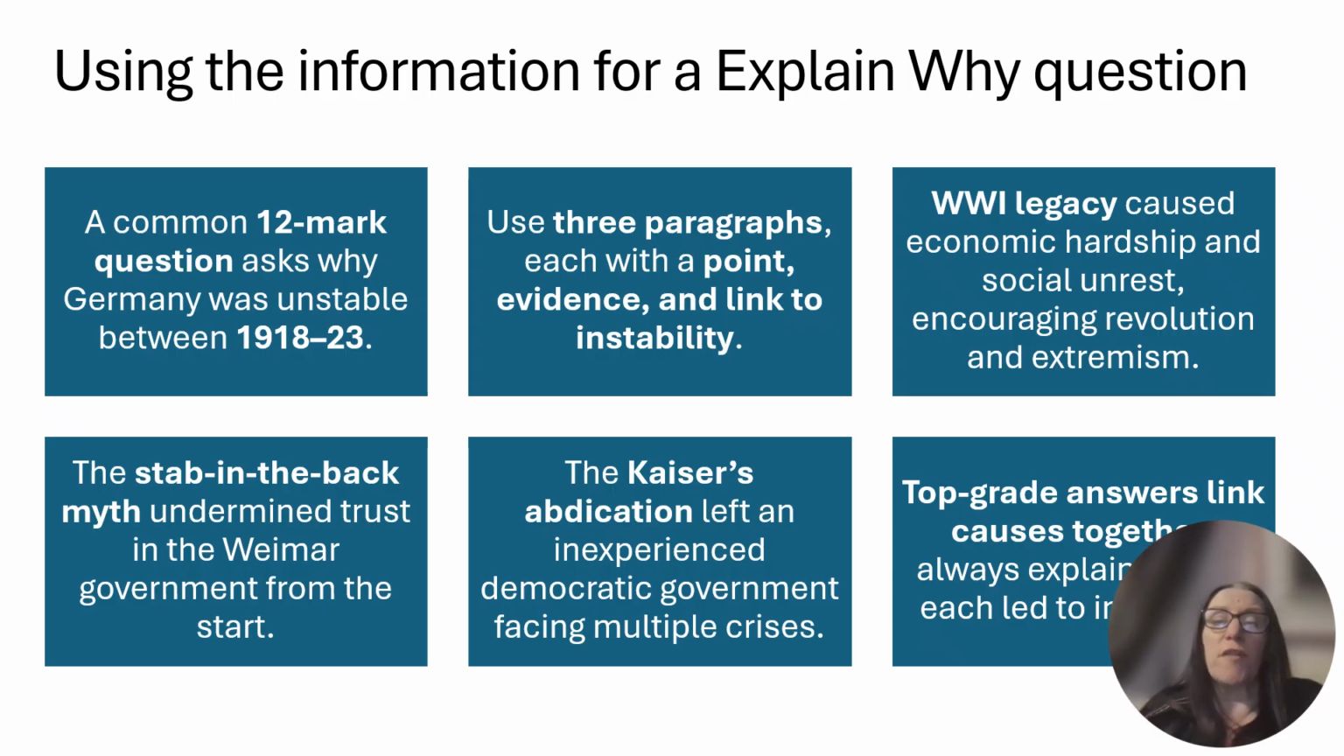And lastly, I would talk about the power vacuum created by the Kaiser's abdication, which left a new, inexperienced democratic government facing multiple crises simultaneously. The Republic was declared in November 1918, the same day as the armistice. Ebert's government immediately faced the Spartacist uprising, hyperinflation, and the French occupation of the Ruhr, all before and in 1923. A government with no tradition of democratic rule, no popular mandate, and no functioning economy was never going to be stable. The events of 1918 guaranteed that 1919 to 1923 would be a period of crisis.